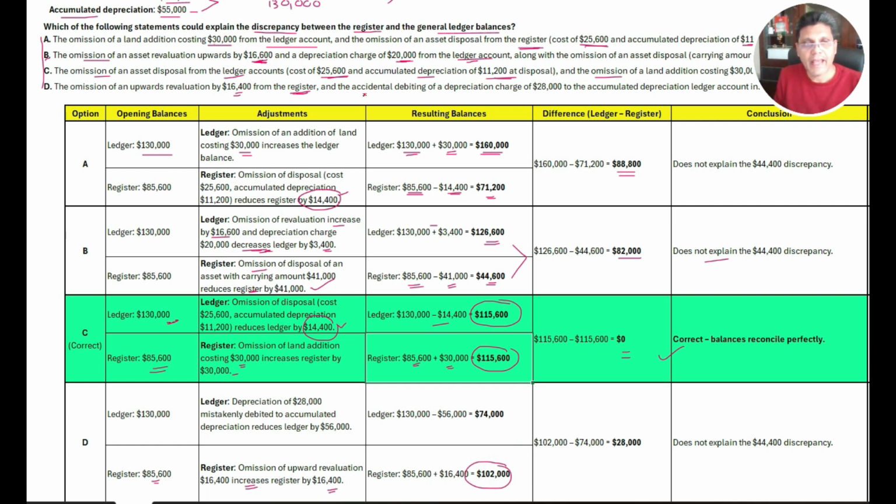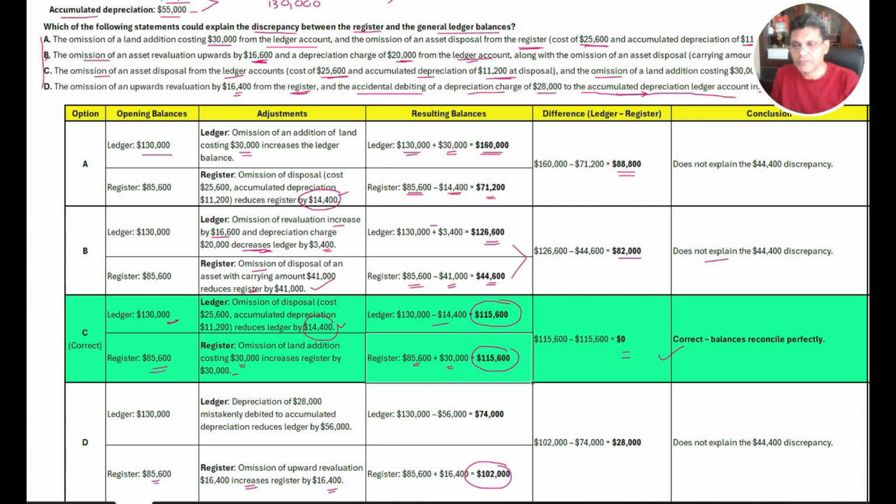However, the accidental debiting of a depreciation charge of 28,000 to the accumulated depreciation ledger account instead of crediting it. Usually for depreciation, the depreciation expense account is debited and the accumulated depreciation account should be credited. But in this case, what has happened? This 28,000 was debited to the accumulated depreciation account.